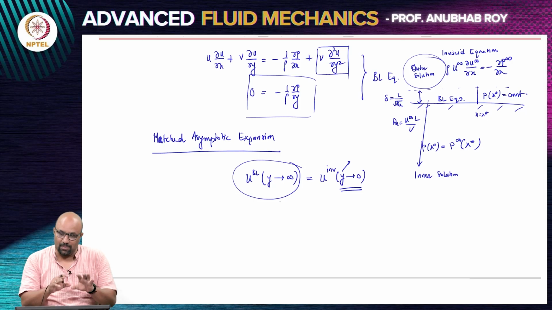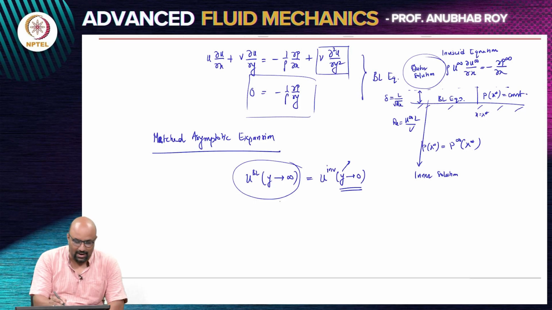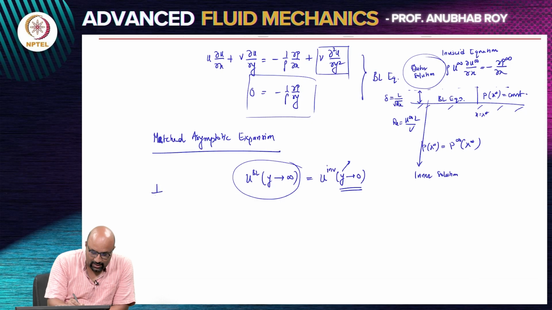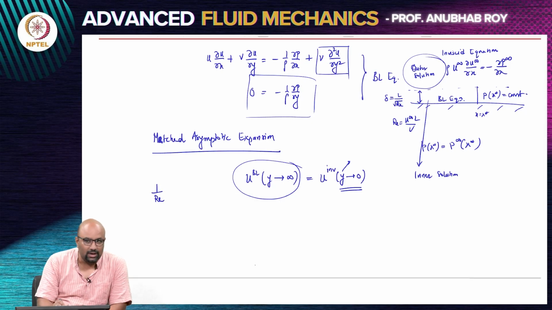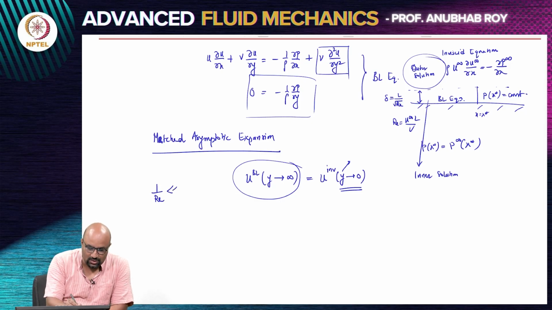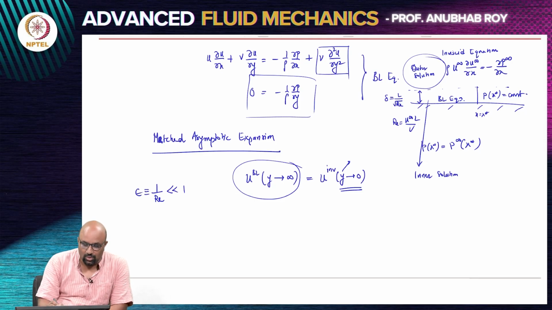So, you separate your problem. You have a small parameter here, which is the inverse of Reynolds. This is actually the small parameter in the problem. So, when you do this in a formal manner, you arrive at the boundary layer equations and you apply the method of matched asymptotic expansion to connect the two solutions.